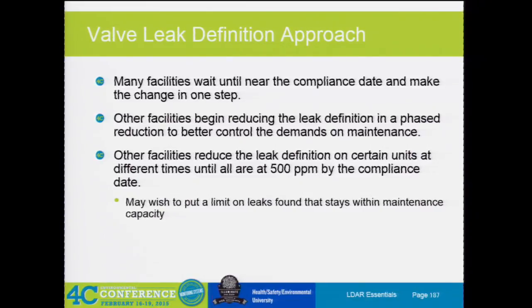May wish to put limits on leaks found that stay within the maintenance capacity. So what we're saying here is maybe if you take this step change and you're just electively doing it, well, all of a sudden you have 10,000 leaks. And I'm just throwing out a huge number. So you have 10,000 leaks. Well, we know that maintenance can't keep up with that. There's no way. So what would you do? Instead, why don't you put a cap on it?